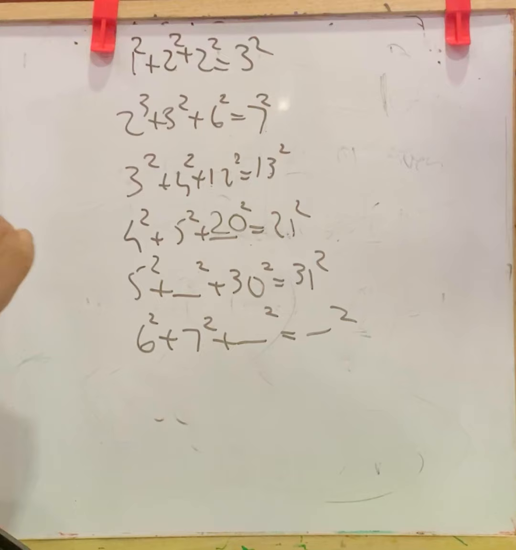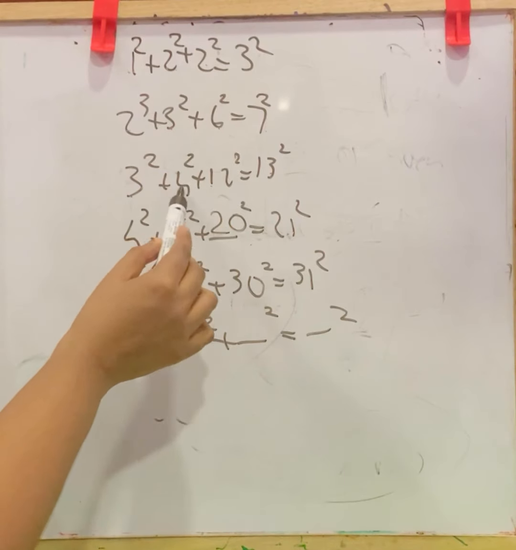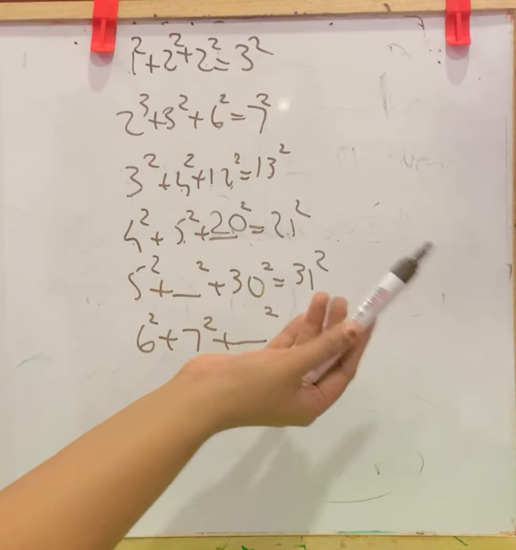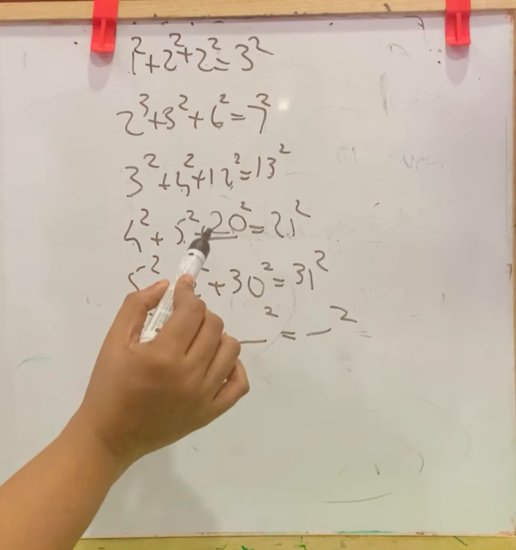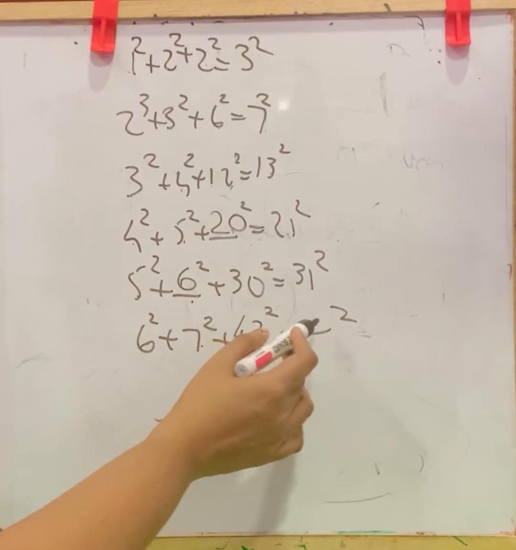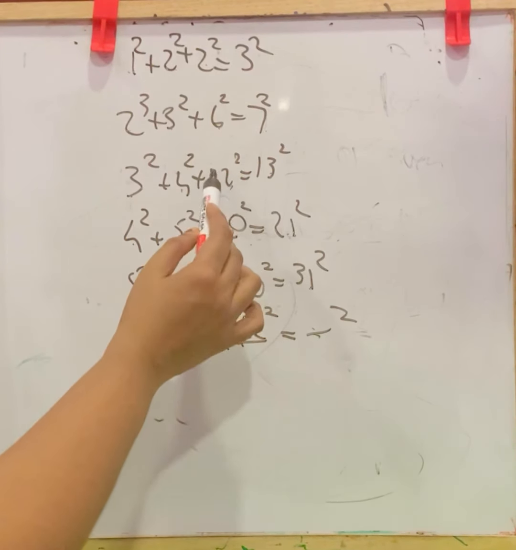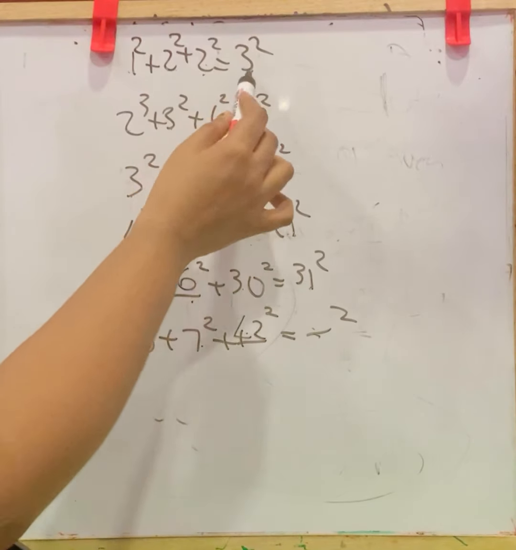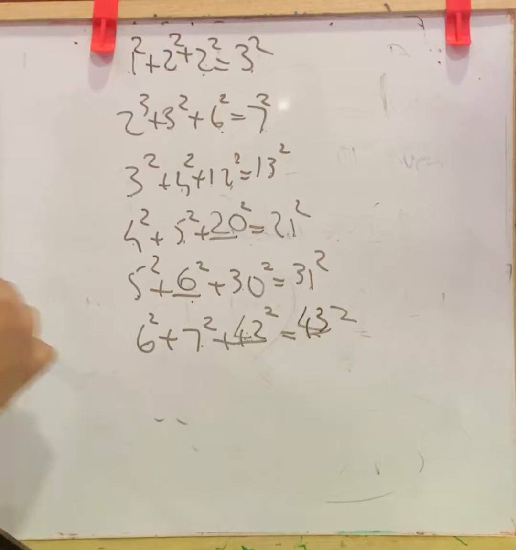Okay. Now the next pattern hiding in this: 1 2 is 2, 2 3s are 6, 3 4s are 12, 4 5s are 20. Here 5 into what is 30? 6 5s are 30. Now here 6 7s are 42. And what is the relation between these two numbers? Here 20, 21, 30, 31, 12, 13, 6, 7, 2, 3. So the next number to this, that is 43 square.